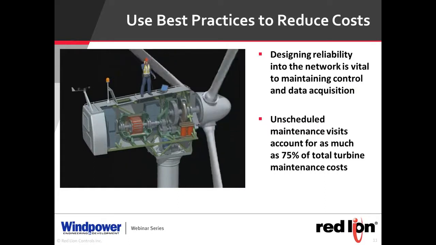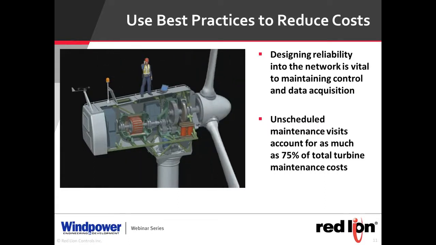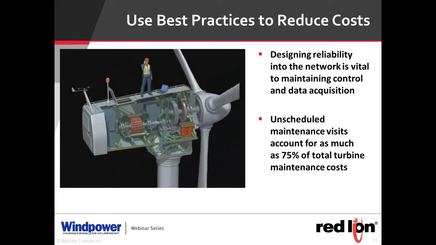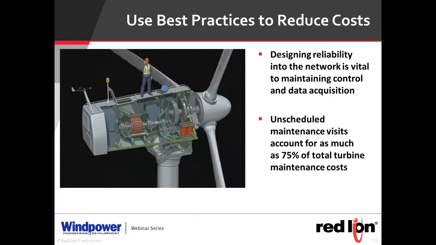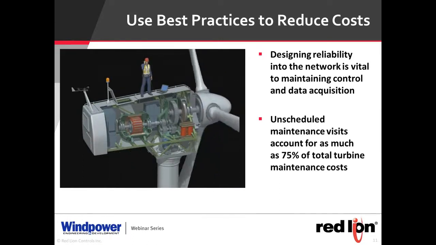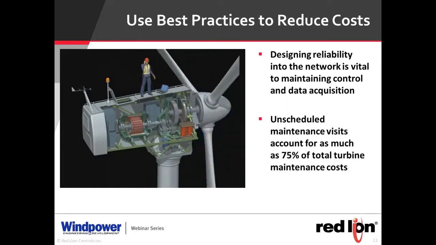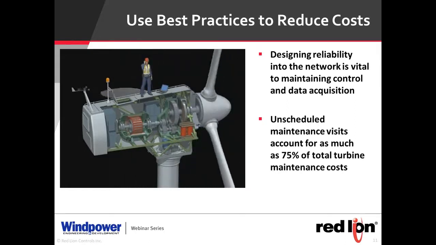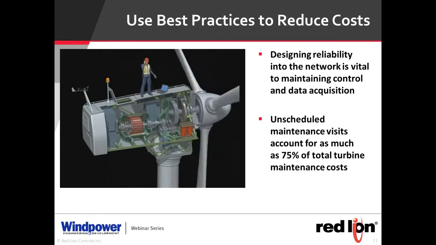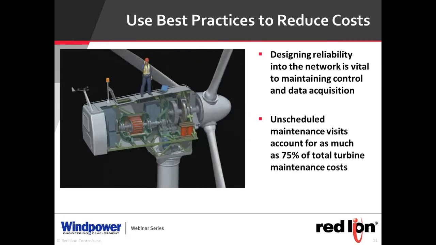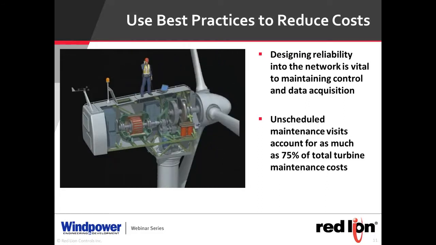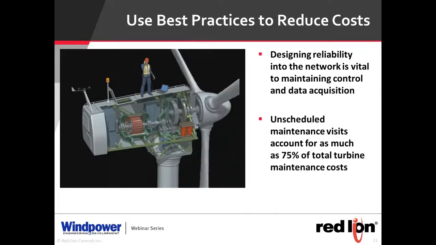Well, unscheduled maintenance visits account for as much as 75% of the total turbine maintenance costs. If you suddenly have to bring a technician out to these remote sites because of downtime, it's very expensive to schedule the time. The parts won't necessarily be there. And the downtime can go from a planned preventive maintenance of perhaps 4 hours to as much as 14 days, because you have to get the equipment out there to get up to the turbine.